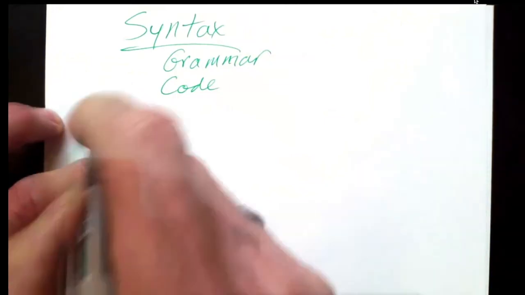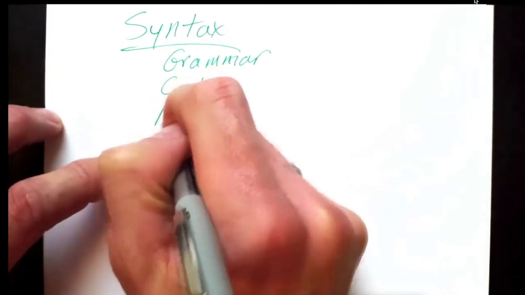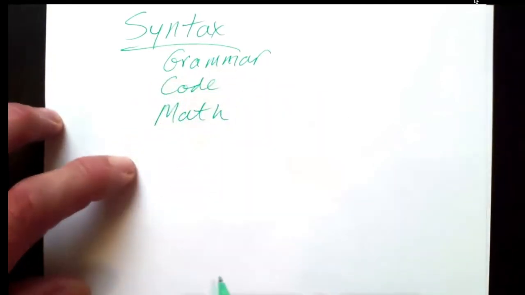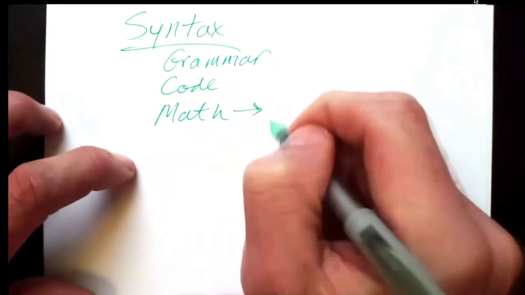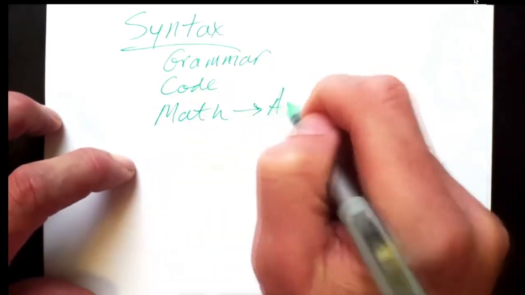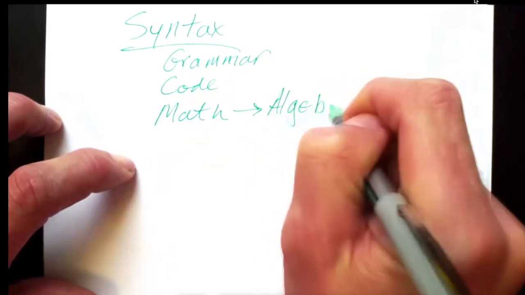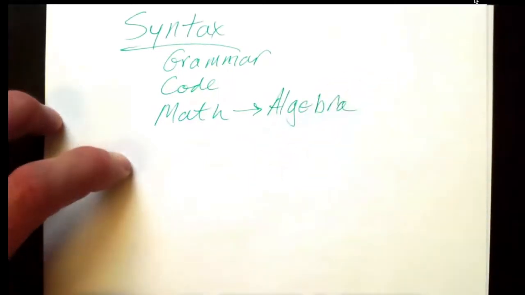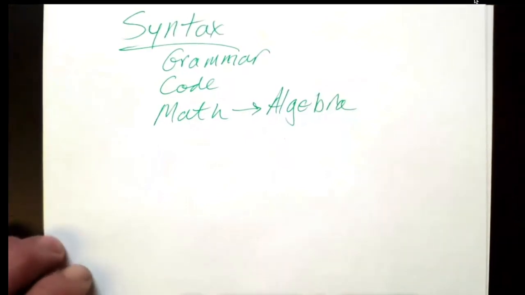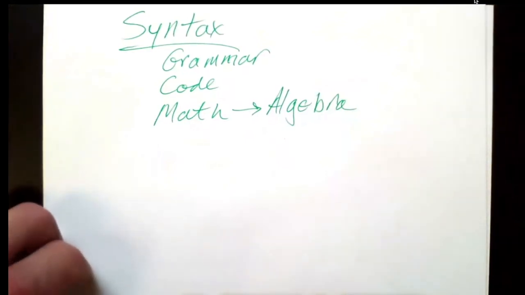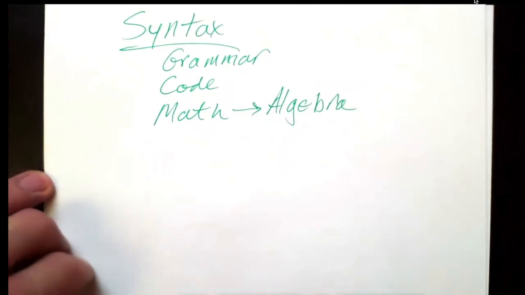And then, of course, in physics and math is math. And math is using numbers in order to communicate ideas. And specifically in physics, here in Physics 1, we're talking about algebra. And algebra will be your main focus of syntax for this class beyond grammar and written word. We won't be using much computer code, unfortunately, but we will be using quite a bit of algebra.